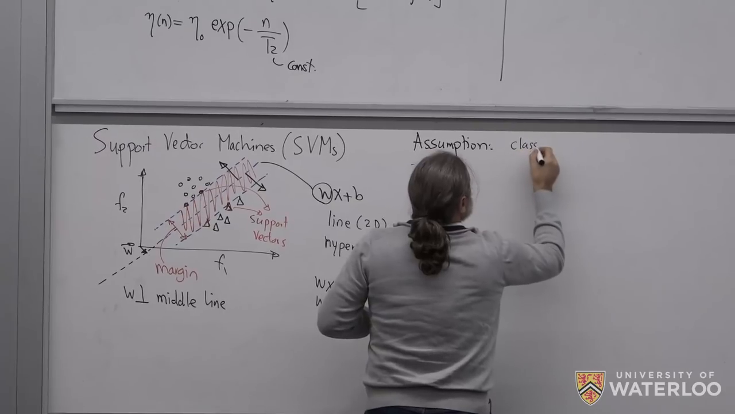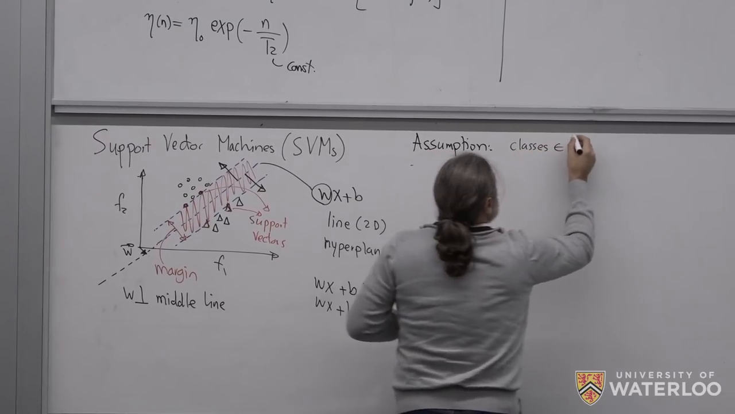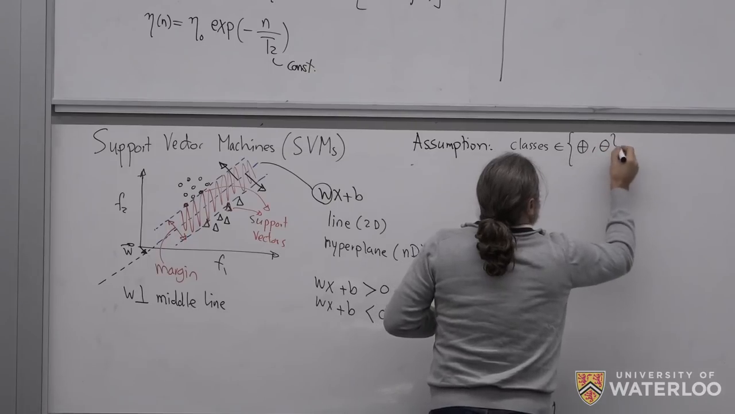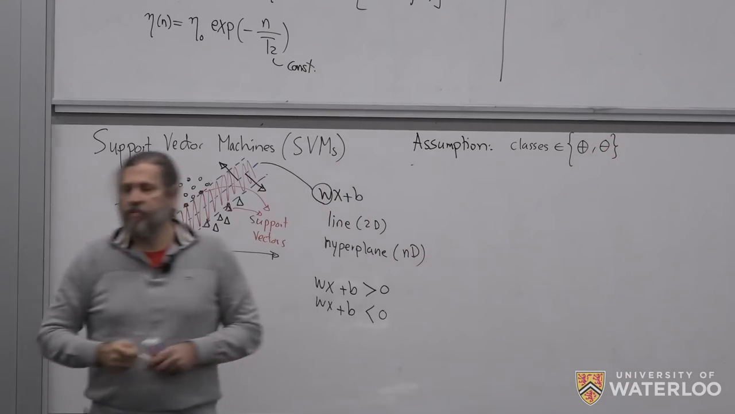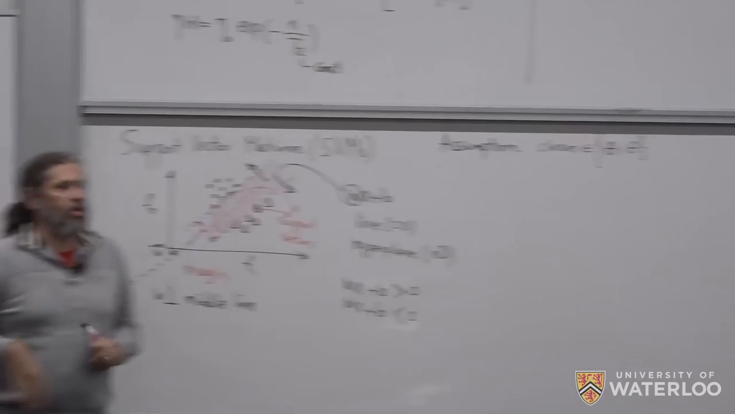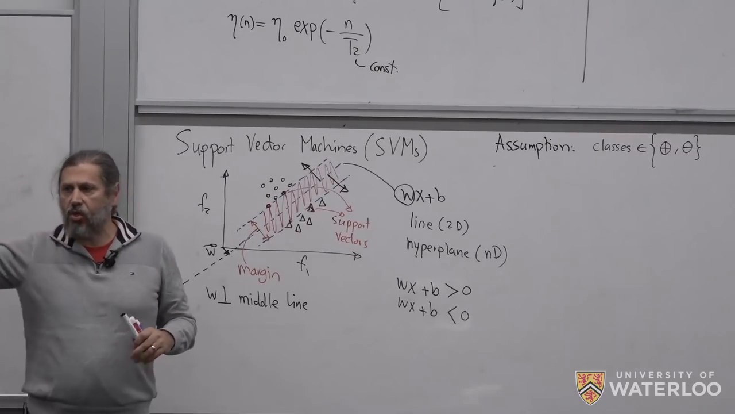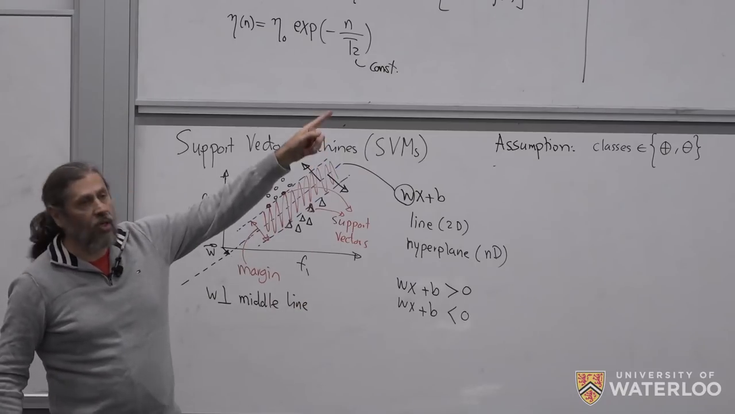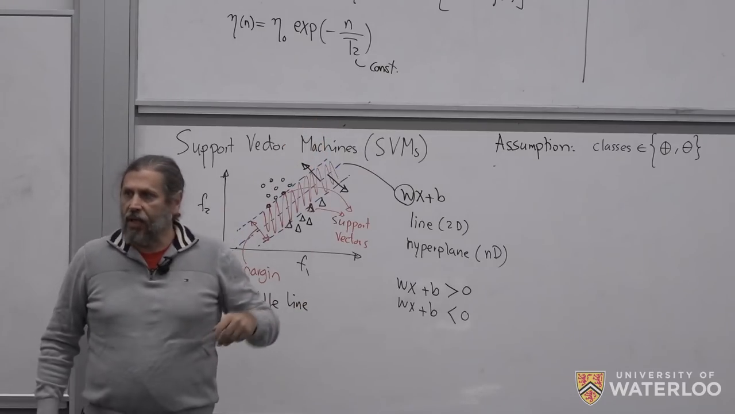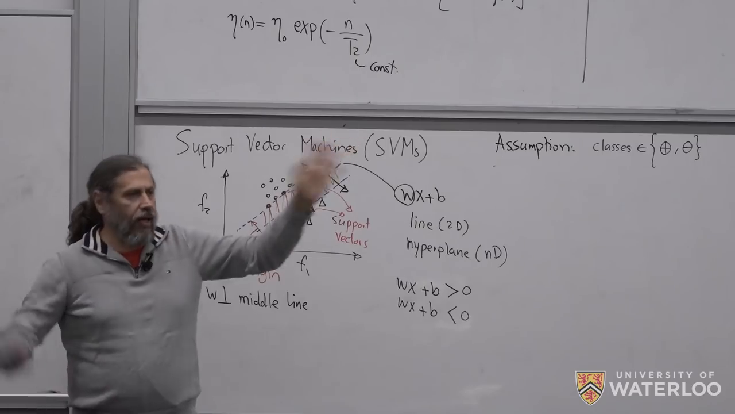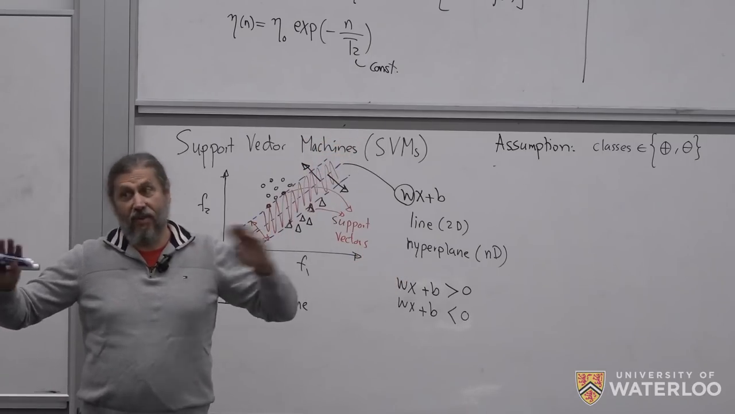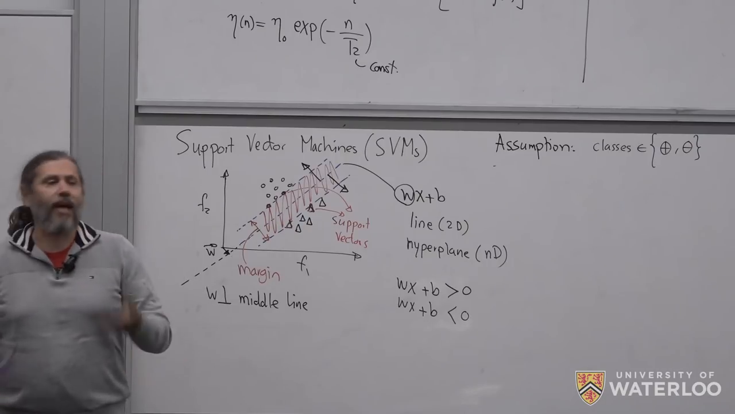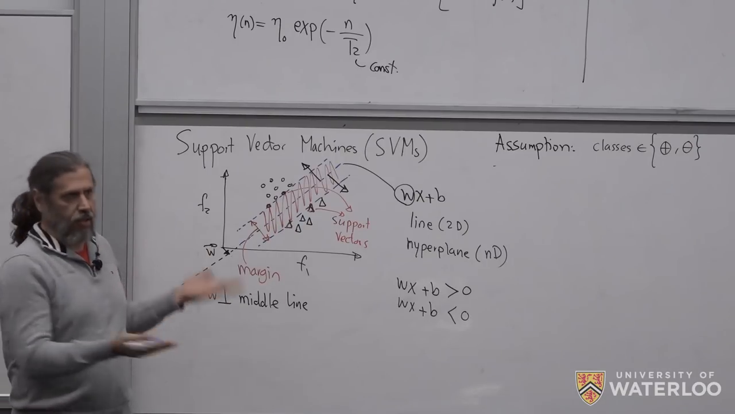Our classes belong to the set positive and negative. So I will entirely focus on binary classification, yes or no? Is it a circle or is it a triangle? If you add squares there, I cannot do anything. So if you have three classes, I cannot help you. Well, that would be quite limited. I know, but let me get started.